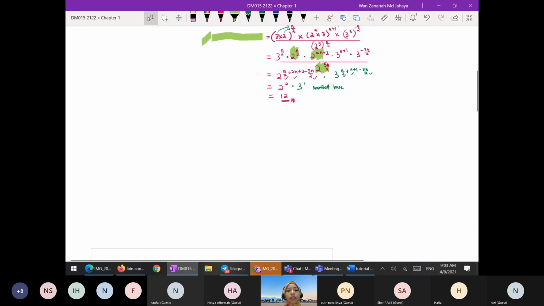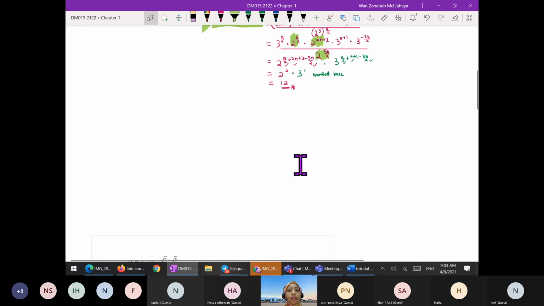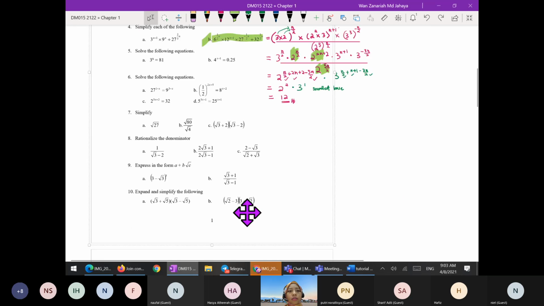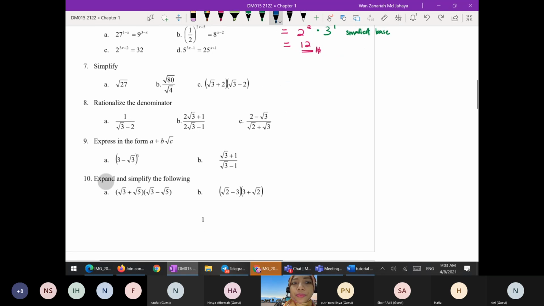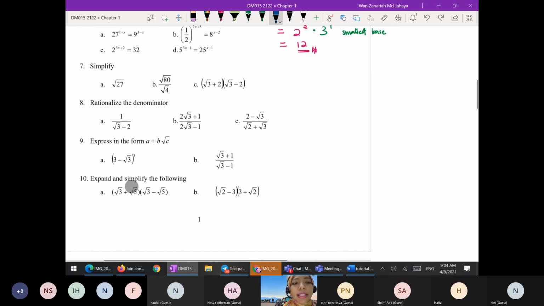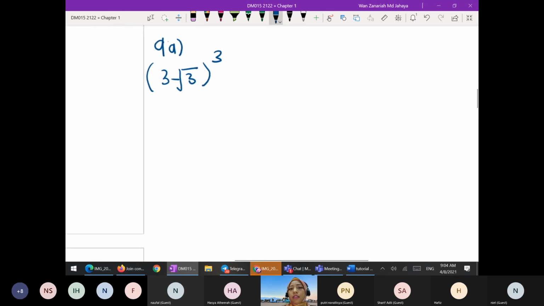Mana file I dah hilang? Sekejap tunggu. 9, mana nombor 9 I? Ctrl Z. Oh. Okay 9A, cikgu tulis kat sini. 9A, dia kata express your answer in terms of A plus B to the power of set C. So ni soalan dia. So this is basically 3 minus set 3, 3 minus set 3, and 3 minus set 3.